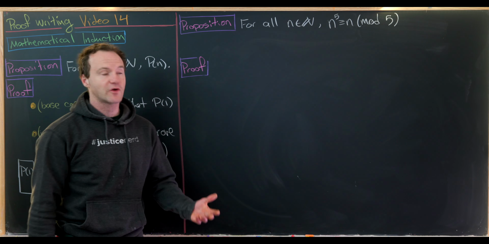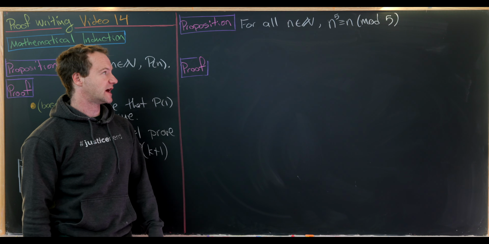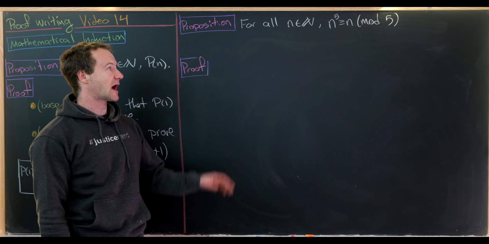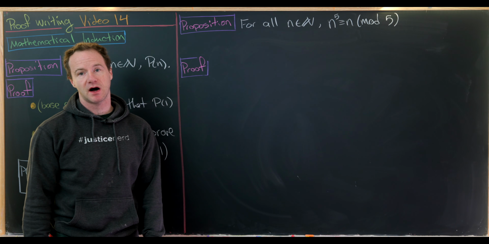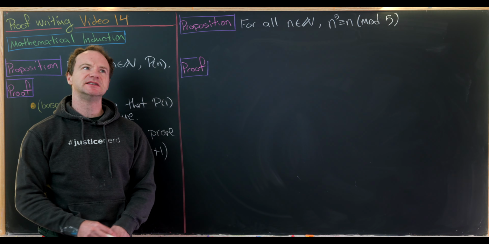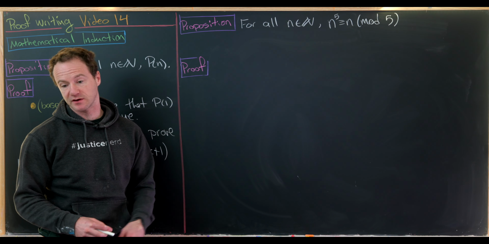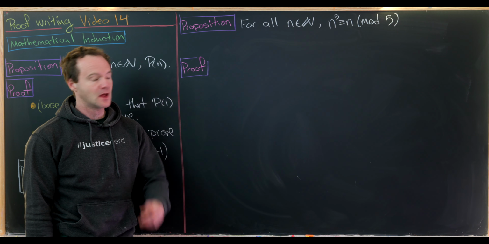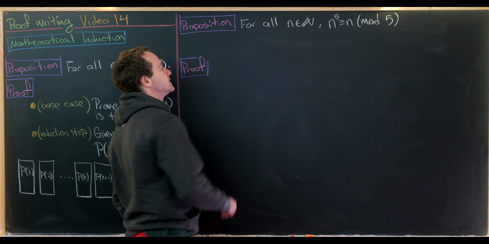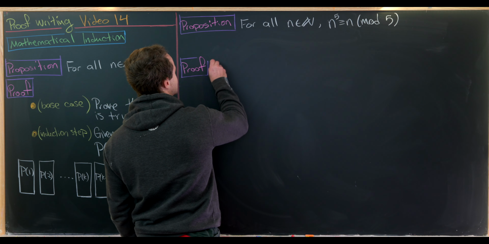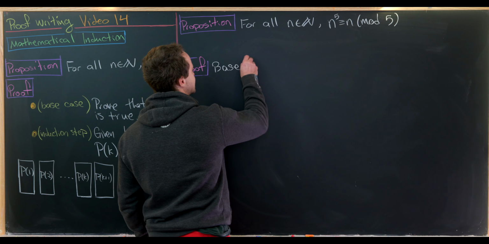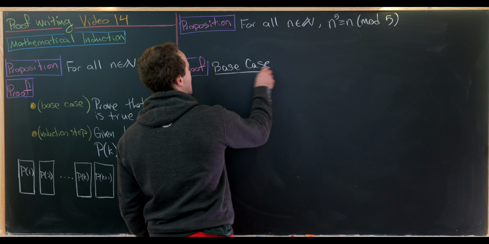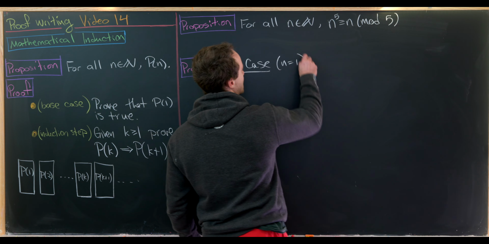Okay, let's do another. For our next example, we'll prove for all natural numbers n to the 5th power is congruent to n mod 5. So this is indeed a special case of Fermat's little theorem, just for what it's worth. Okay, so let's get going. So we'll do this by induction, like we said. So let's do our base case. So our base case is the n equals 1 case.